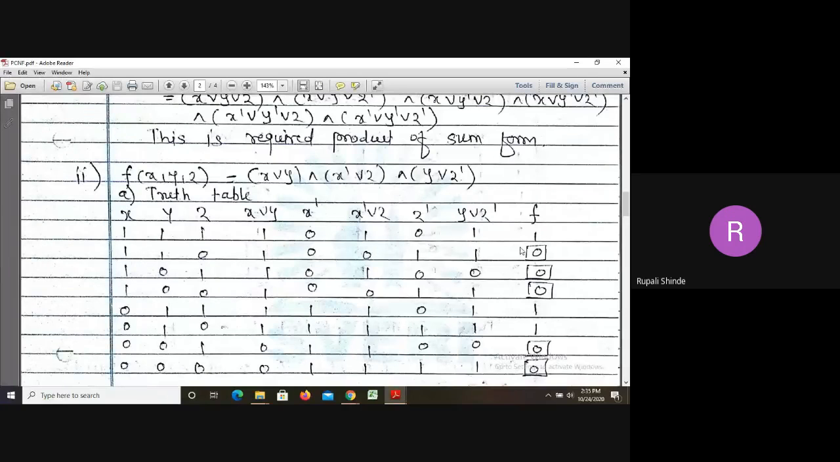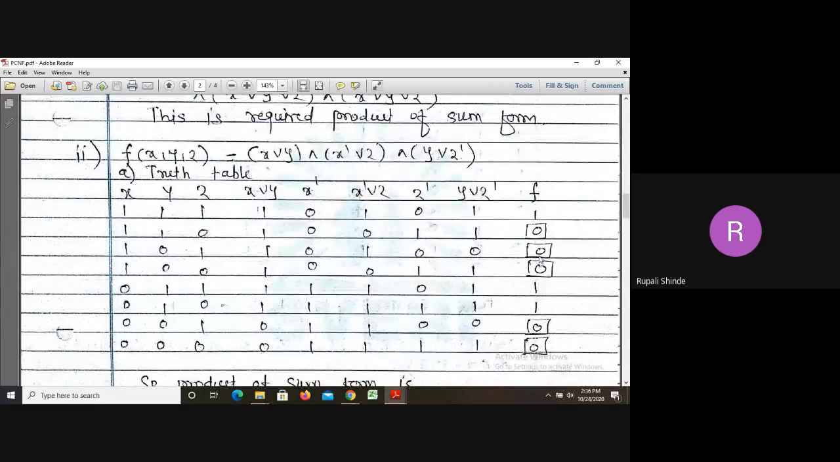1 0 1 0 1 1 0 0 1 0 1 again it is 0, then 1 1 1 final value is 1, 1 1 1 again it is 1, then 0 1 0 it is 0, 0 1 1 so again it is 0.